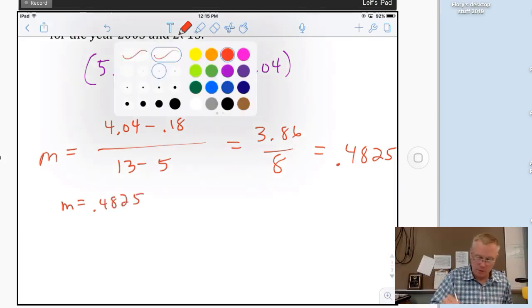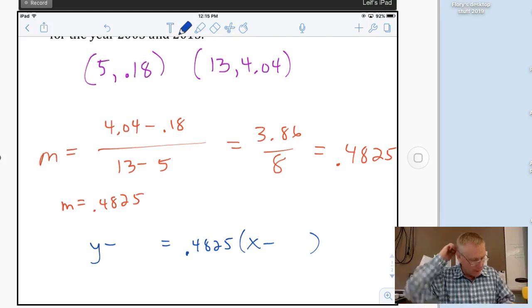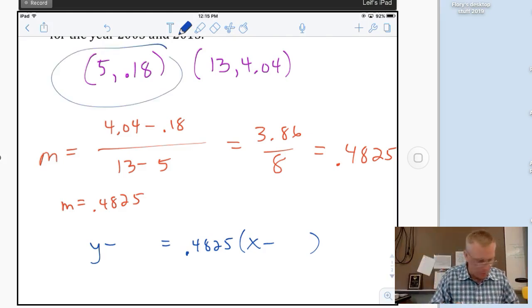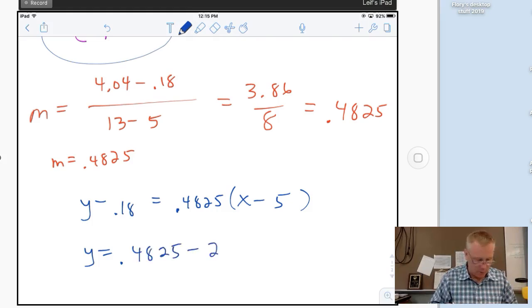Okay, so next, that's my slope. And now I want an equation, okay? So I'm going to use the same thing, y minus something equals the slope, which is 0.4825 times x minus. I'm going to use one of the points. You could use either one, really. I'm going to go with this one. I kind of like the 5. So that's y minus 0.18 equals 0.4825 times x minus 5. And then if I quickly switch this to distributive property, bring everything to one side, I get y equals 0.4825x minus 2.2325. So that's the equation you get when you multiply out, do distributive property, bring everything to one side.